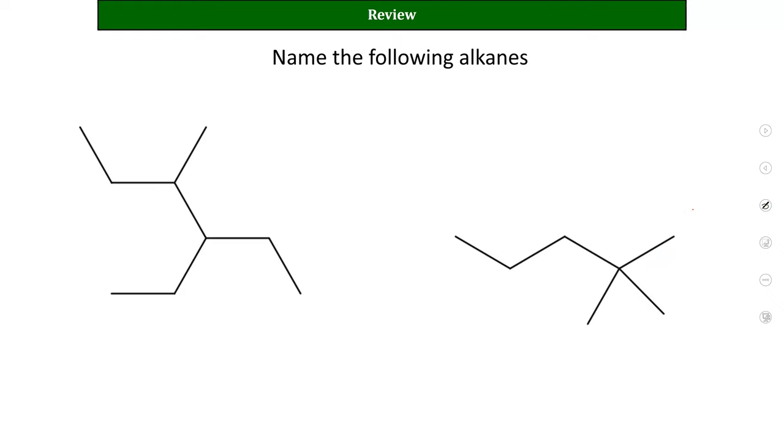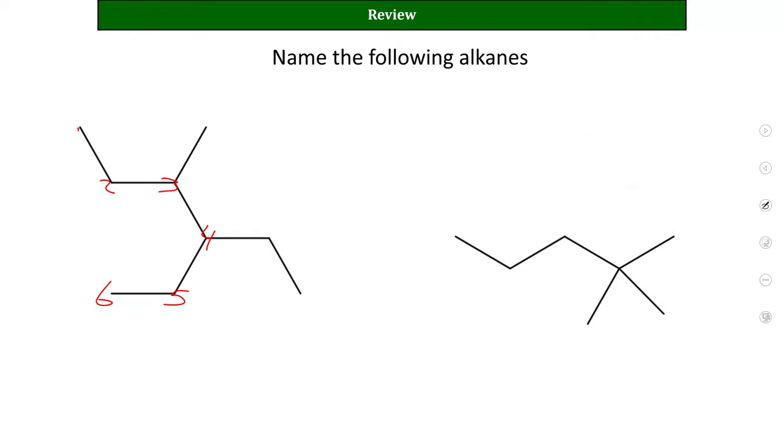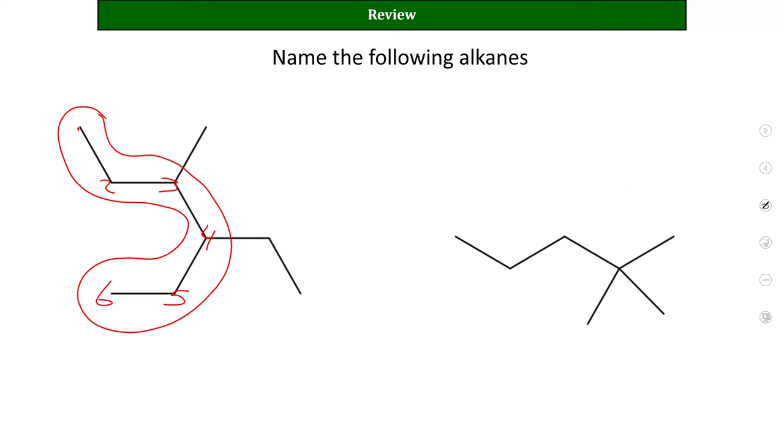All right, what's our longest continuous carbon chain here? 6. 1, 2, 3, 4, 5, 6, or 5, 6. Either way, it's going to be hexane. So, start by circling our parent molecule. We have 2 branches that are not the same size now. So instead of saying dimethyl, we say we've got a methyl group and an ethyl group.